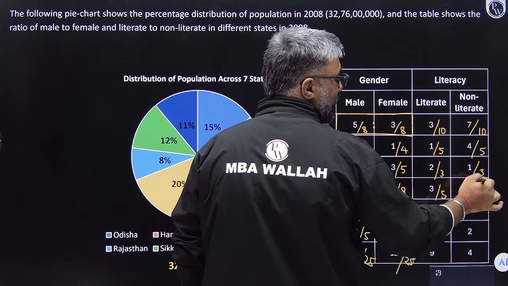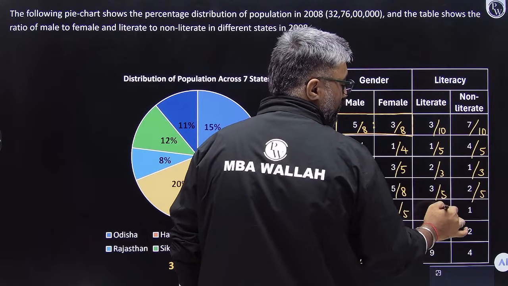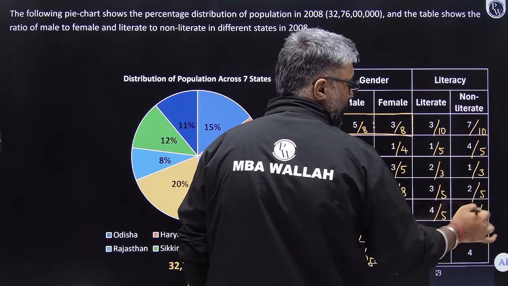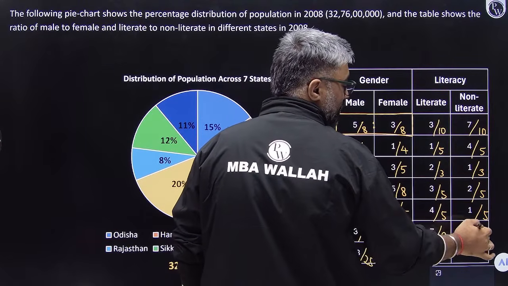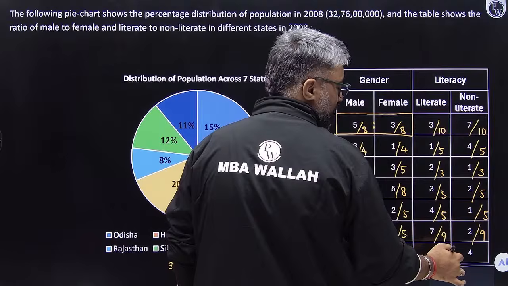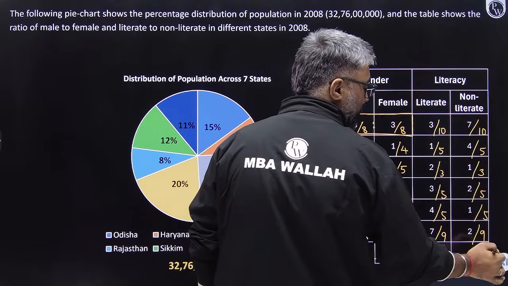Out of 5, 3. Out of 5, 2. Out of 5, 4. Out of 5, 1. Out of 9, 7. Out of 9, 2. Out of 13, 9. Out of 13, 4. Getting this?